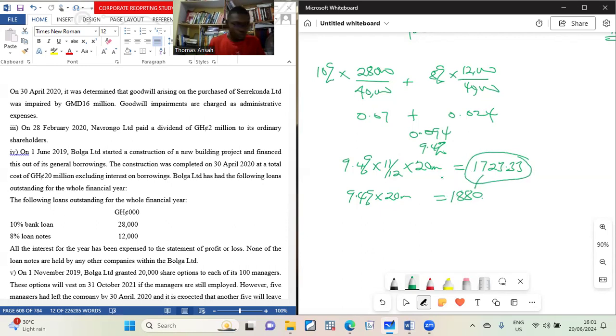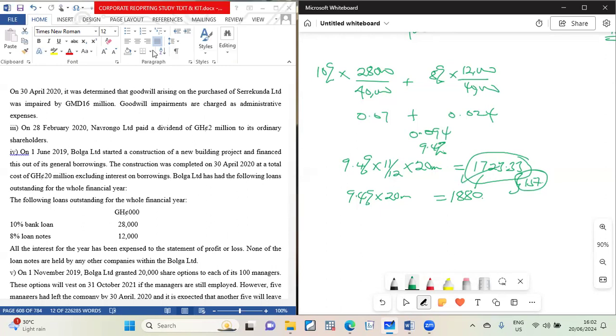Now, if they put all these things there, this one should be out. So what is the difference? So 1723. So let me put the rounding away. Okay, 23, because that is what we've been doing. So the difference is like 157. So apparently only 157 is supposed to be in the SPL. So it says that all the interest has been expensed in the P&L. It means we need to take this one out of our finance cost. All right. And keep the 157. So that is what is going to happen.